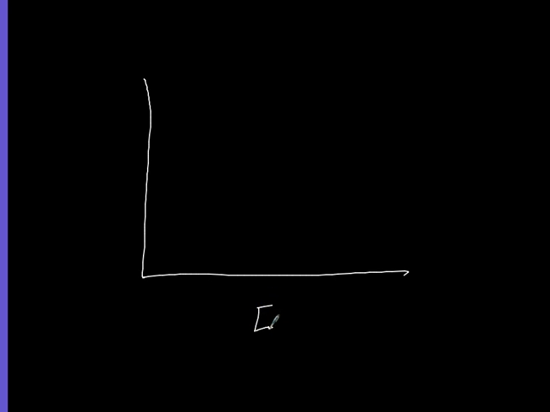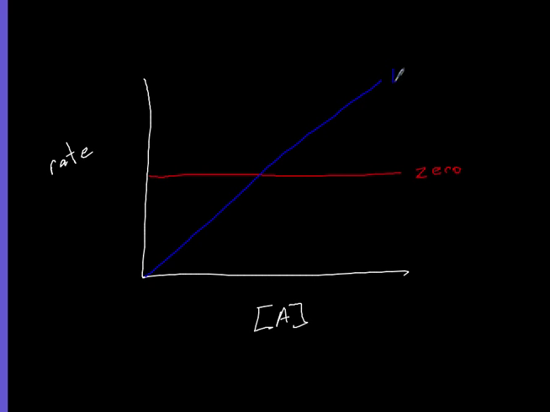If we are plotting concentration on the x and rate on the y, we have three possibilities. We can have a horizontal line, and that would be a zero order reaction. We can have a positive slope running through the origin. That's going to be a first order reaction. And we can have a sweeping exponential growth, and that's going to be a second order reaction.